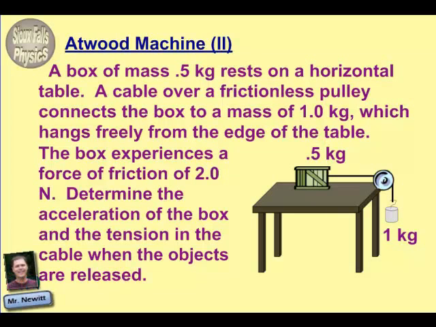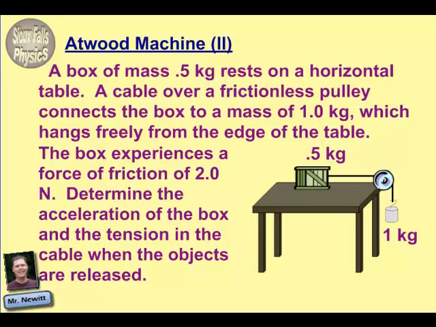Alright, Sioux Falls physics teachers are here again. There's another problem for you with an Atwood machine. This time though we have a box that is resting on a table that is connected to a frictionless pulley, and there's a 1 kilogram mass hung from the pulley. The box itself has a mass of 0.5 kilograms. The other factor that we're going to throw into this problem is that the box is also experiencing a frictional force, since it's sitting on the table as it moves, of 2 newtons.